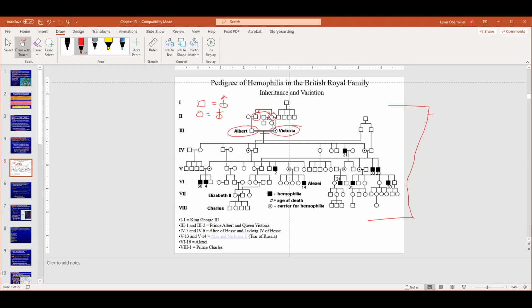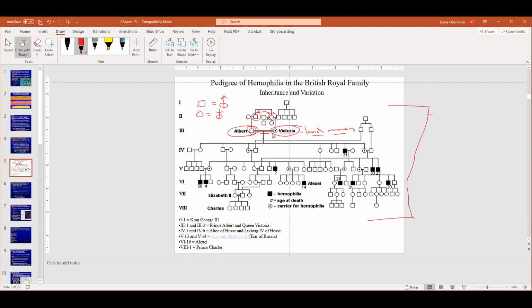And so they had children, and those children were cousins, and they interbred. This is pretty common back in the day because they wanted to keep all the land and the money in the family. Anyway, so they had a kid, and this is why inbreeding can be bad.